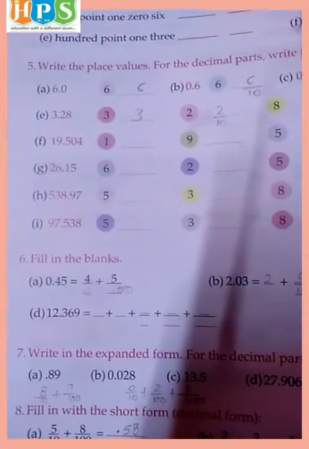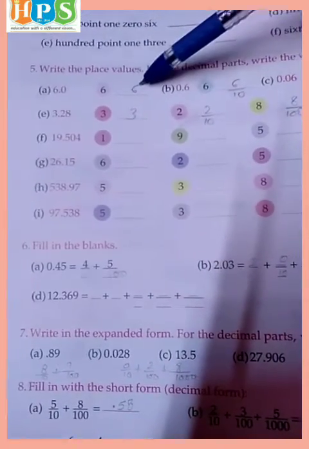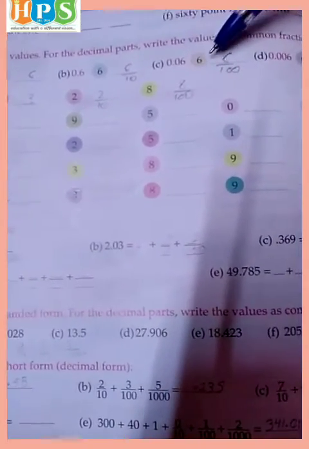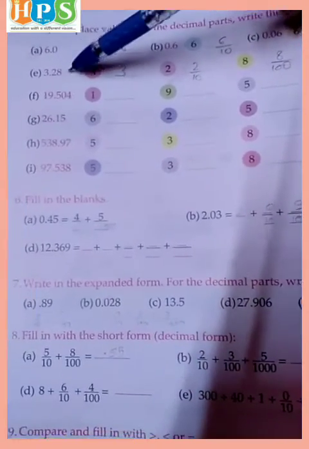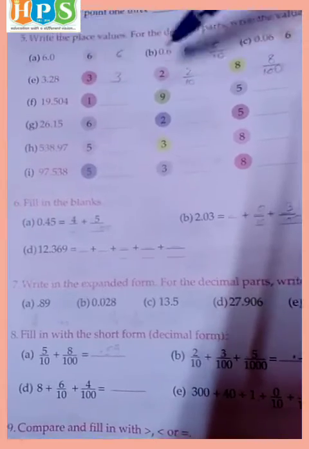Write the place value for each decimal part. Write the value as common fraction. 6.0, 6 place value 6. 0.6, 6 upon 10. 0.06, 6 upon 100. 0.006 and 6 upon 1000. 3.28, 3 is place value 3, 2 place value 2 upon 10 and 8 place value 8 upon 100.